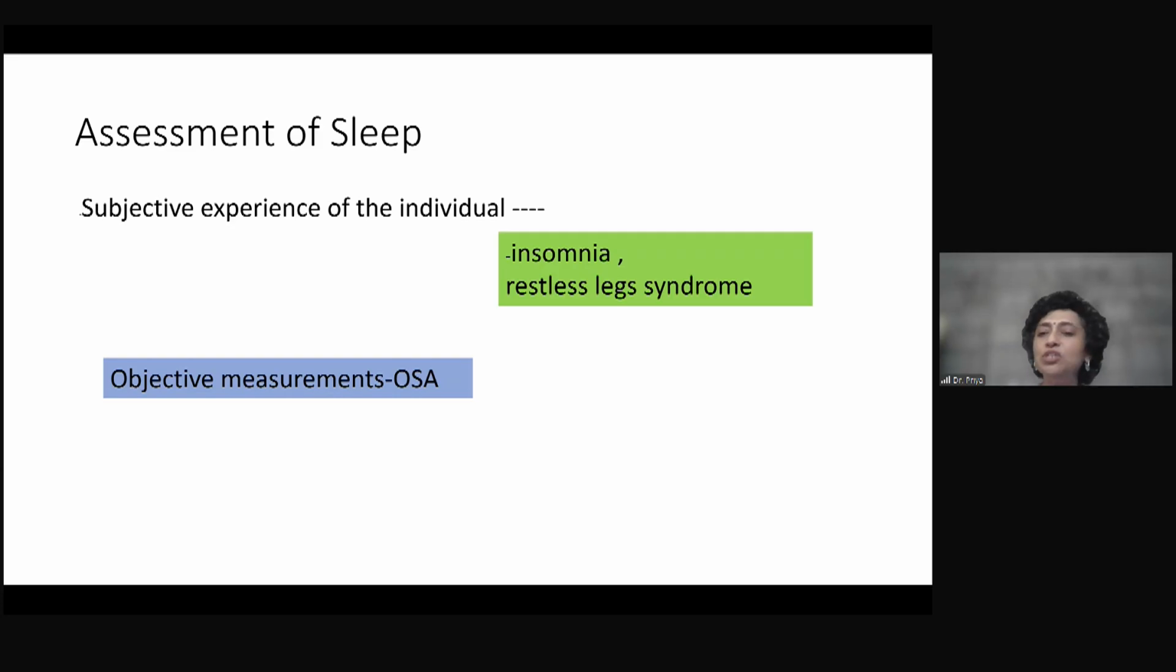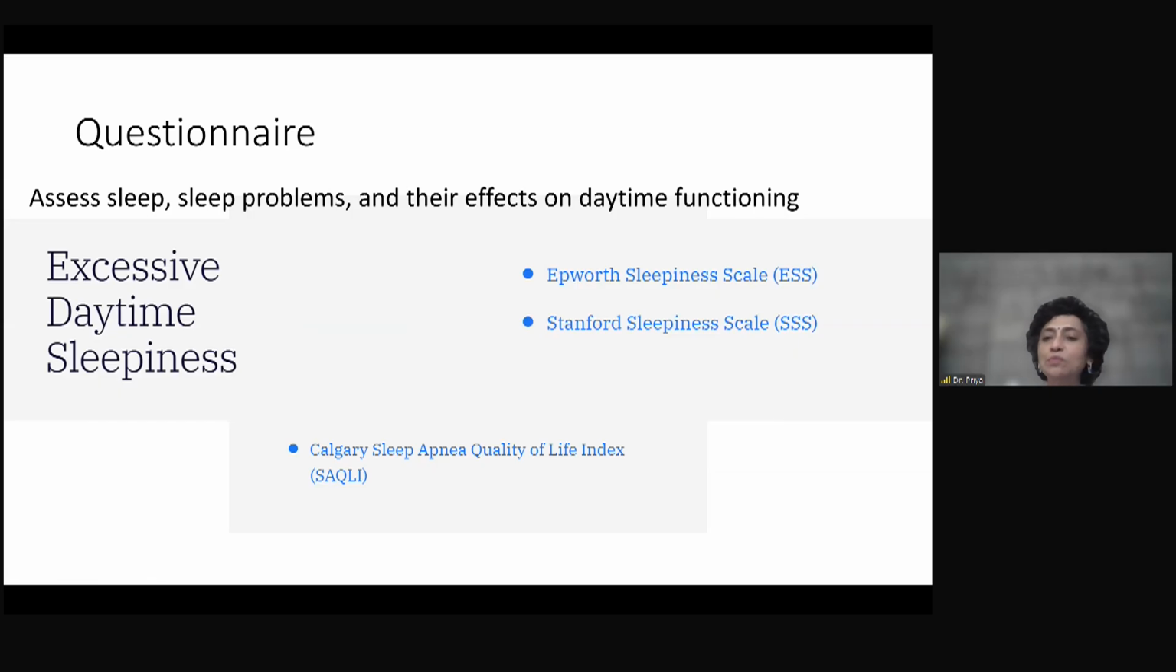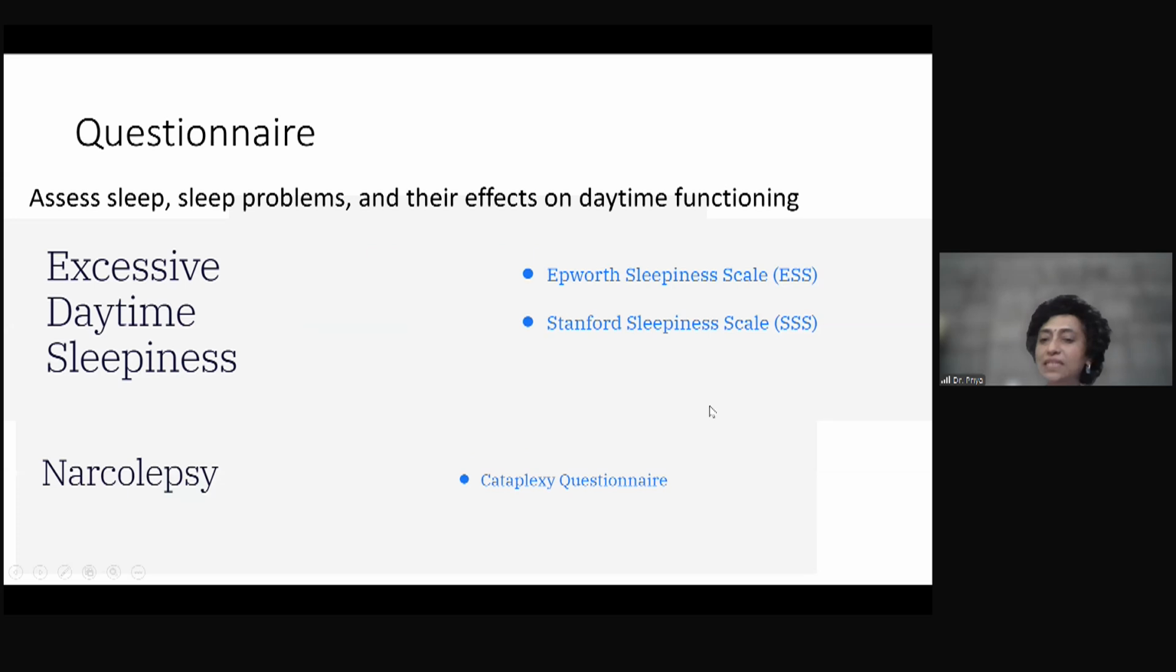And objective measurements, which we are all very familiar with, is the polysomnography, in which we are all used to numbers from spirometry to everything else is numbers for us. So when coming to questionnaires, they assess the sleep problem, and the effect on the daytime functioning of the person. So you can see there are more than 100 questionnaires. One domain which is assessed most commonly by all of us is the excessive daytime sleepiness. That is by the Epworth sleepiness score and Stanford sleepiness score, most commonly used.